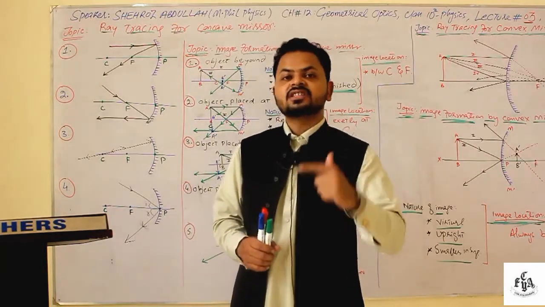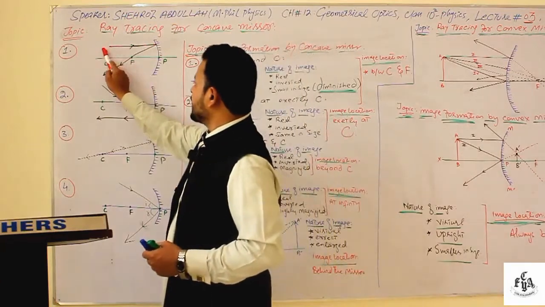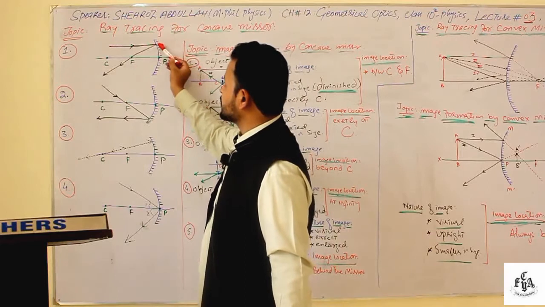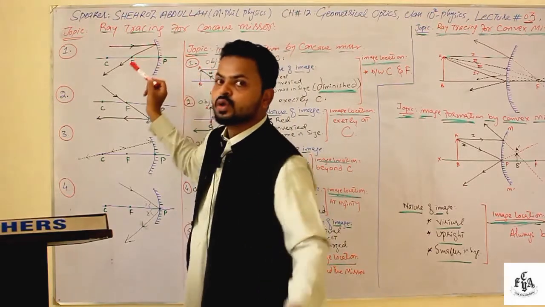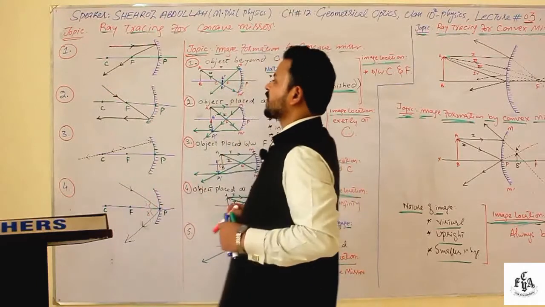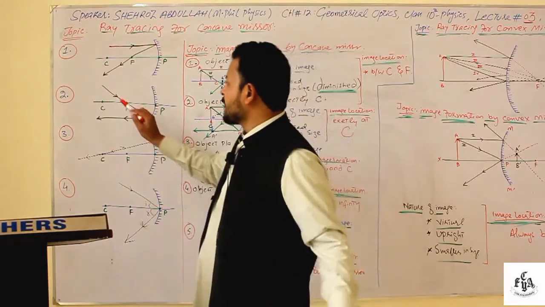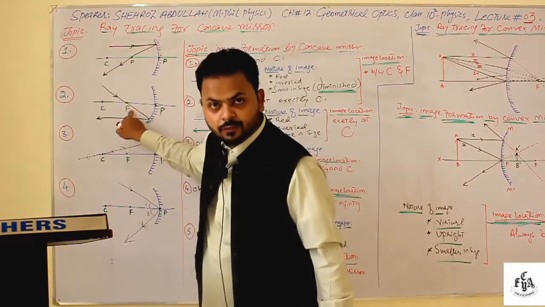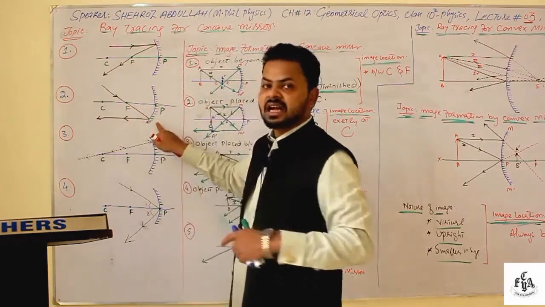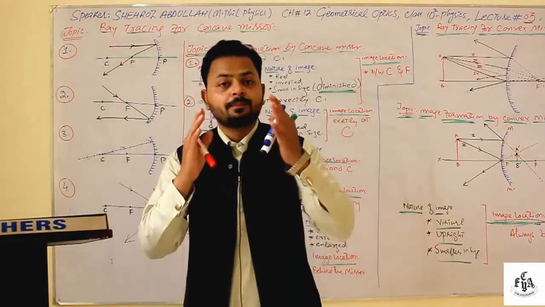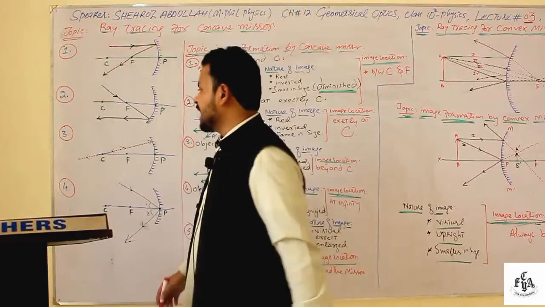If the first ray comes parallel to the principal axis and strikes the concave mirror, after striking it must pass through the principal focus, capital F. This is the first ray. Second ray: if a ray first passes through the principal focus and then strikes the concave mirror, then after reflection it will become parallel to the principal axis.